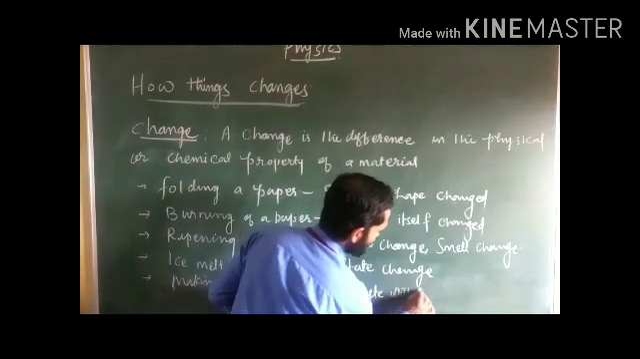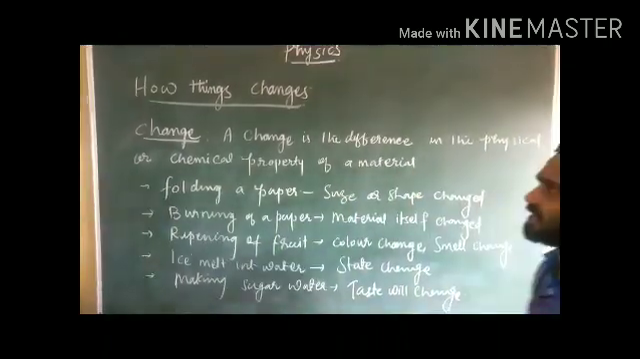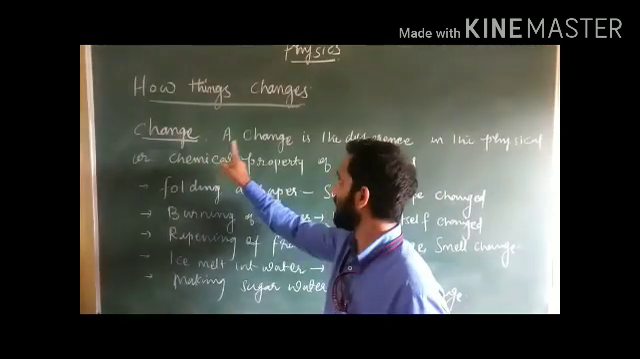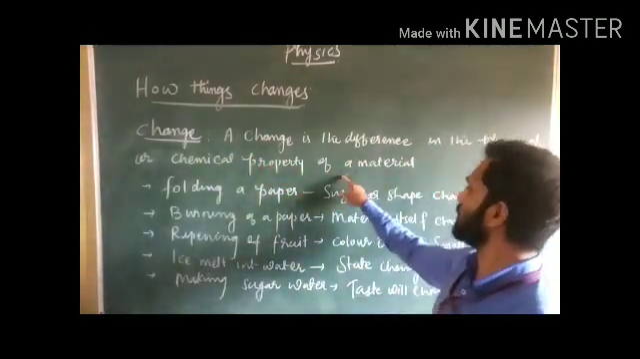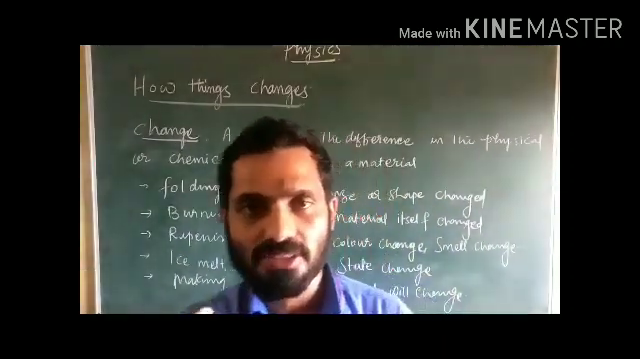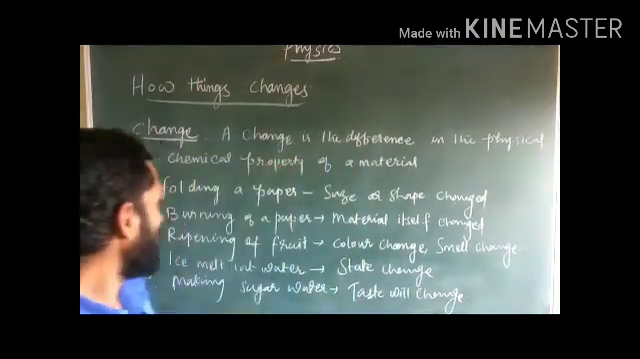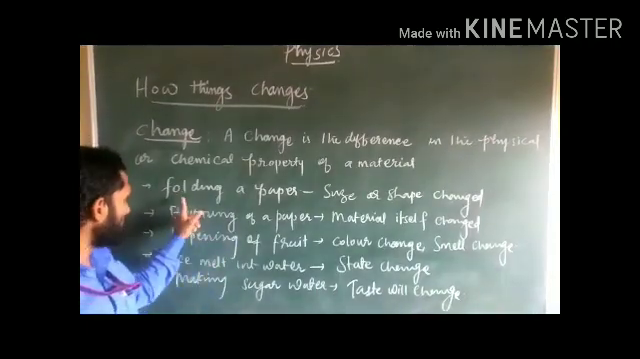So see, students, in the case of how things change, first we have discussed the change. A change is the difference in the physical or chemical property of a material. Now, different types of changes. Some examples will be, students.